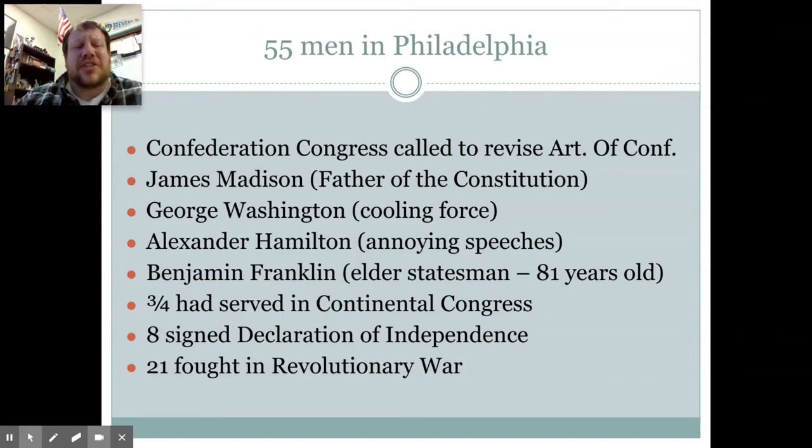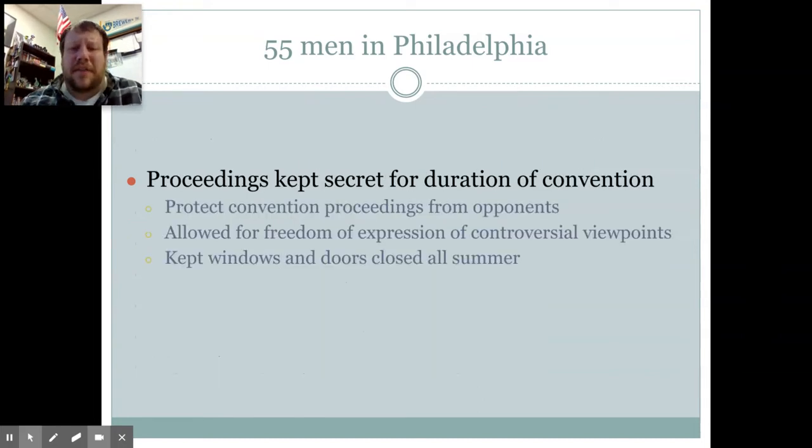So obviously, it's kind of an interesting situation we have going on here in Philadelphia. It was all kept secret, number one, because they want to make sure that any proceedings from the opponents were kept secret, right? They don't want things getting out.